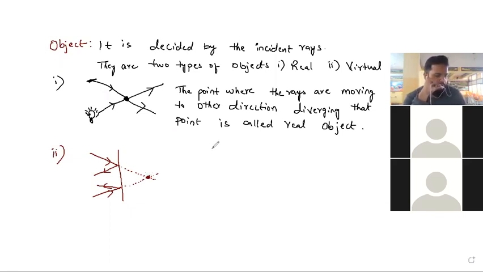So we will write that it is formed by converging, because in the real case the rays are diverging, but here they are converging, imaginary. So we can write here: it is formed by converging of incident rays.